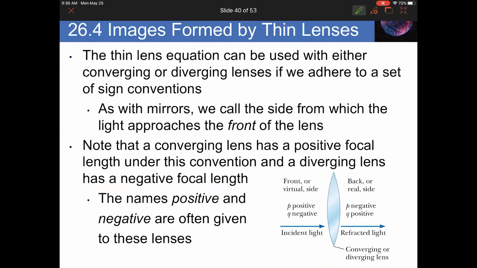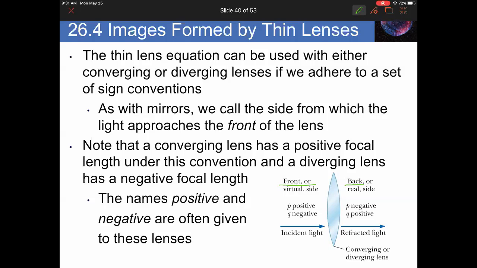All right, so let's first understand how to do the sign convention. The thin lens equations can be used with either converging or diverging lenses if we adhere to a set of sign conventions. Remember, as with mirrors, we call the side from which the light approaches the front of the lens. So this is the front. And the other side is the back of the lens. Note that a converging lens has a positive focal length under this convention, and a diverging lens has a negative focal length.